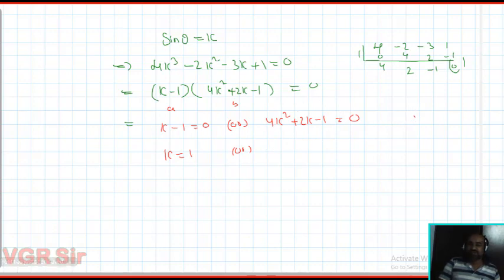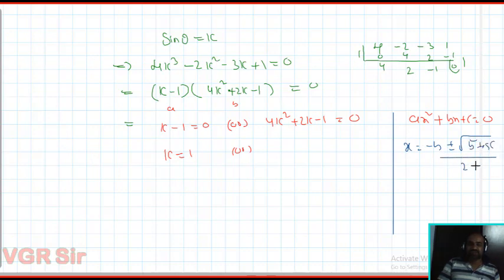So I will write here the formula, ax square plus bx plus c equal to 0. You people know how to find the value of x. We have the formula x equal to minus b plus or minus root over b square minus 4ac by 2a. By using this formula you can find it. So k equal to minus b, means minus 2, plus or minus root over b square, means 4, minus 4 times a, means 4, times c, means minus 1, by 2a, where a means 4.